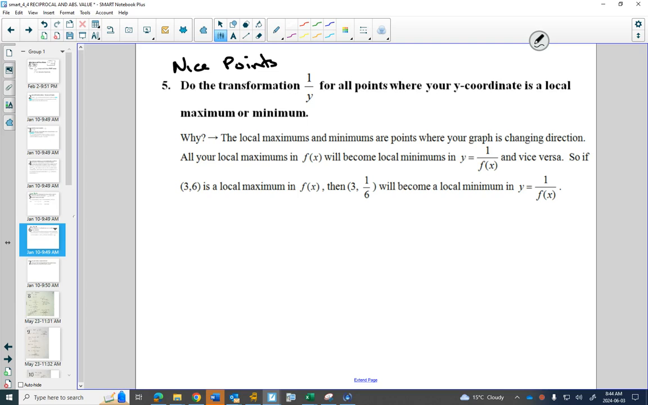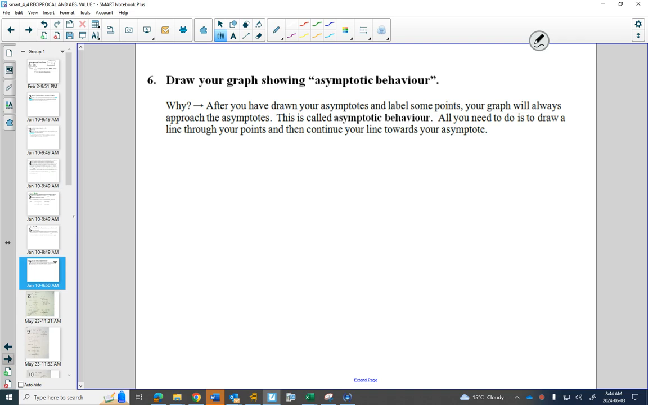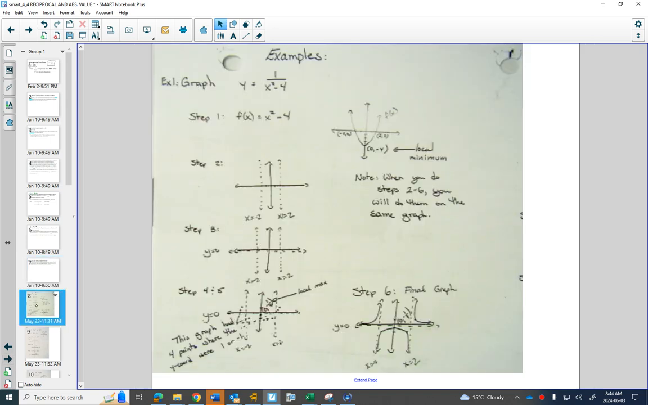And then finally, once you have a bunch of nice points, then we just draw our graph towards the asymptotes to show the asymptotic behavior. So in each of the handouts, I've given you a bunch of examples that are already done, and we're just going to walk through them so that we can go through them a little bit quicker.